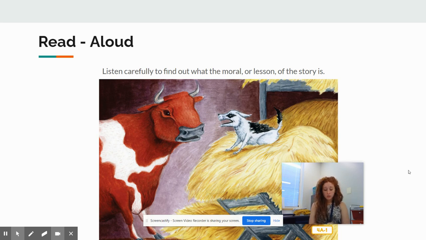The moral of this story is that you should be nice and share, especially when someone else needs something more than you do. So the dog should have shared, right? The dog should have moved over or found somewhere else to sleep in the barn because the ox was really tired and needed some food because you need food to have energy, right?